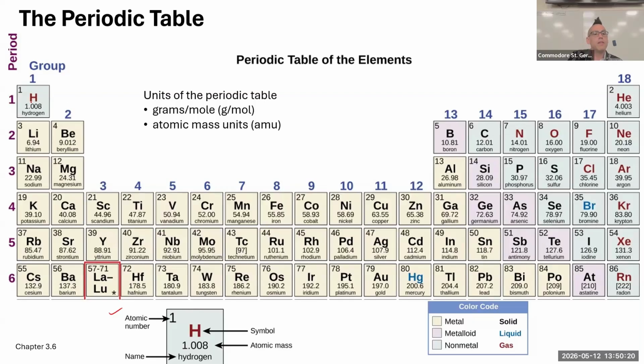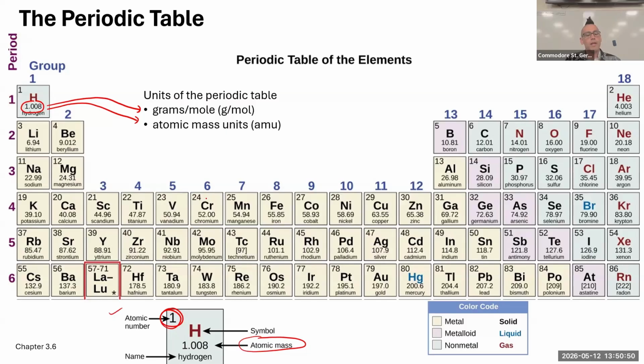Again, I want to reiterate these numbers here. They're called atomic mass, and they could be grams per mole or atomic mass units. So hydrogen is 1.008 grams per mole, or 1.008 atomic mass units. That's the atomic mass right here. Over here is the atomic number.